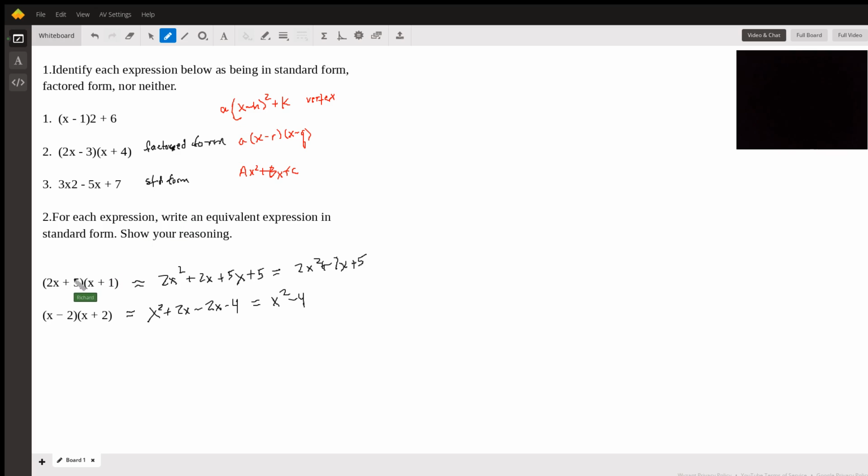Down here, you're learning how to take an equation in factored form and write it in standard form, but you're going to be learning how to do other things as well. The most important one actually is to go from standard form to vertex form. So you don't have to worry about that for today, though.